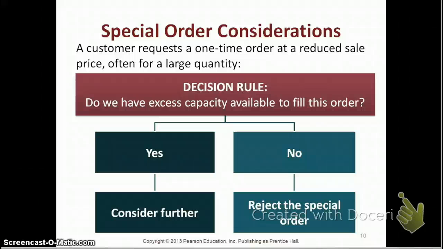The first of the 5 short-term decisions we're going to take a look at is a special order. A special order is when a customer requests a one-time order at a reduced sales price, typically for a large quantity. The first thing that you're going to look at is to see whether we have excess capacity available to fill this order. If you don't have the capacity to fill this order, you would reject the order. If you have the capacity to fill the order, then you would consider it further.